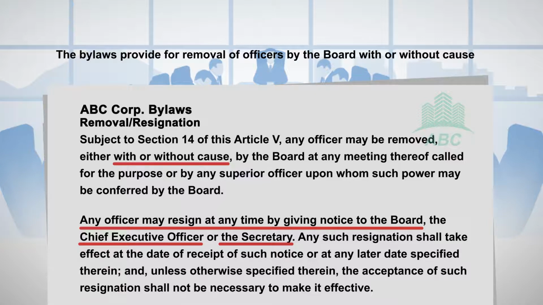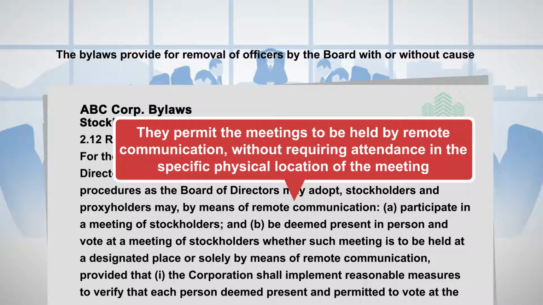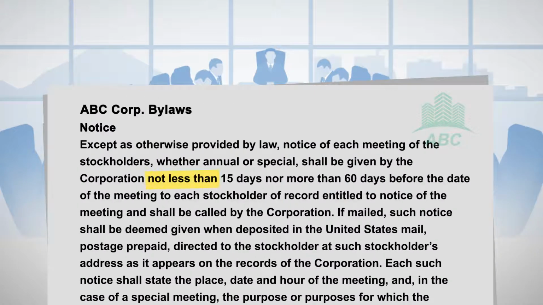Next, the bylaws turn to setting the rules for stockholder meetings. As is common practice, they permit the meetings to be held by remote communication, without requiring attendance in the specific physical location of the meeting. It is determined that ABC will provide a minimum of 15 days' notice in advance of stockholder meetings. The notice will include the place, the date, and the time of the meeting. In case of a special meeting, those meetings which are called in addition to the required annual meeting, the notice must also state the purpose of the meeting.